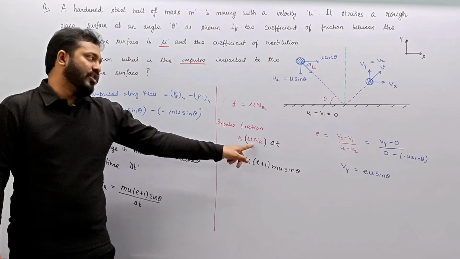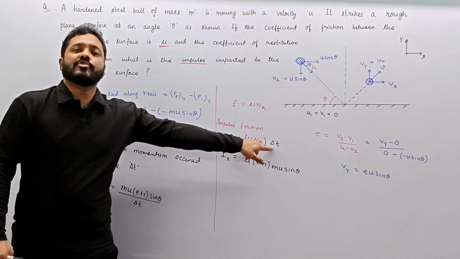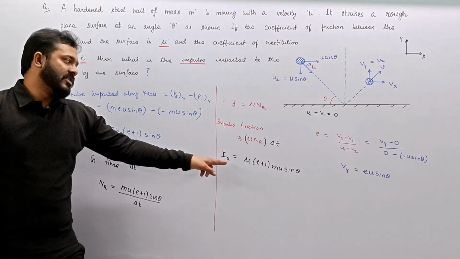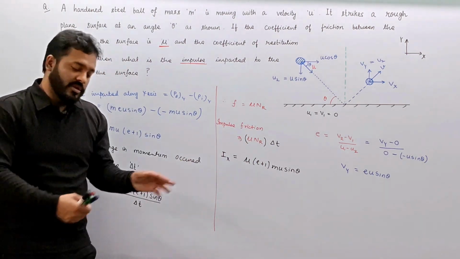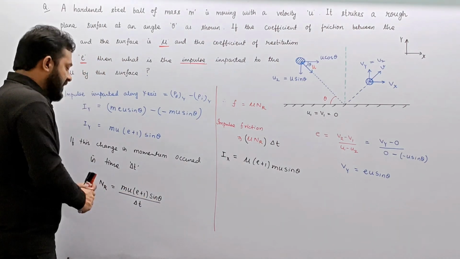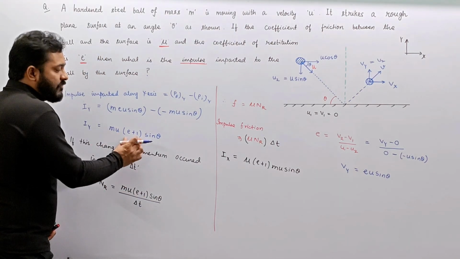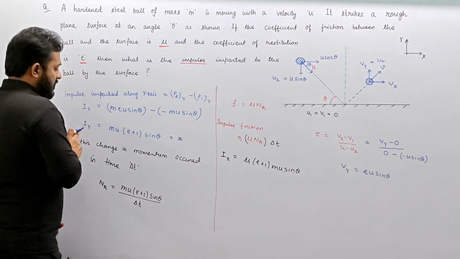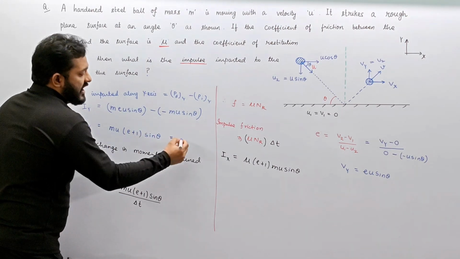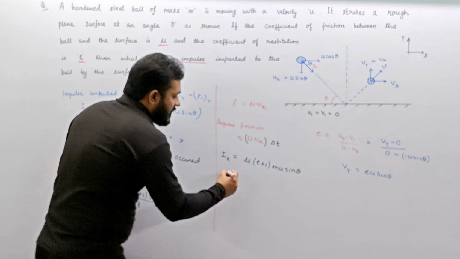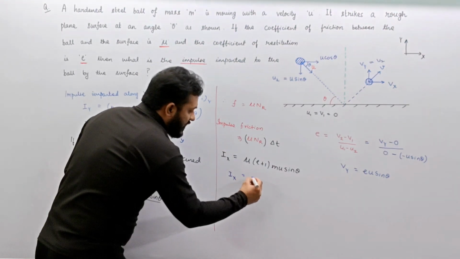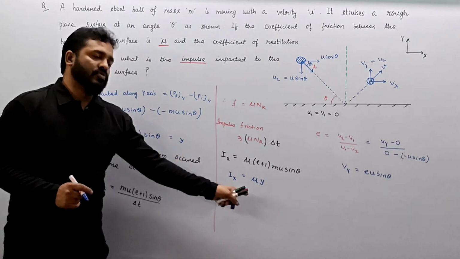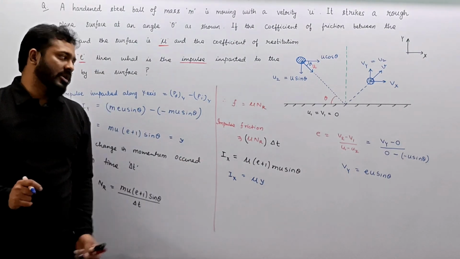So this was the frictional force. The frictional force multiplied by the short duration of time delta t gives us impulsive friction, and this is the contribution in the x direction. Here, we can say that this parameter (e plus 1) sin theta, if we put this as y, because it is Iy, then we can say that Ix is equal to mu times y. We have done this to simplify the calculation which is going to come next.